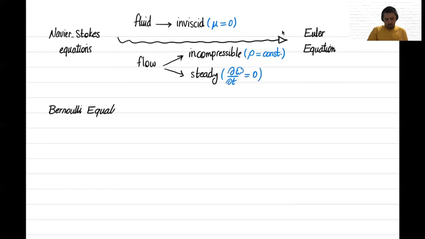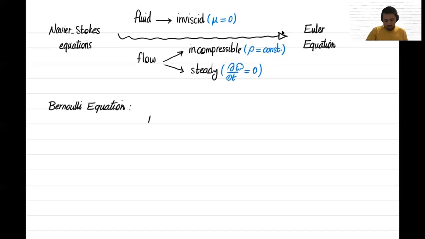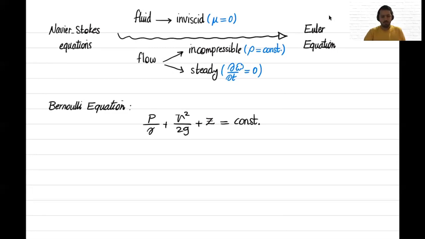So the Bernoulli equation is the energy at each point. So the energy is P over gamma plus V squared over 2g plus z is constant. So we can write it between 2 points on one single streamline. So here the P is the pressure.